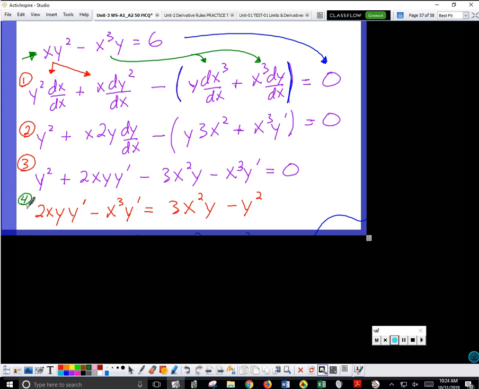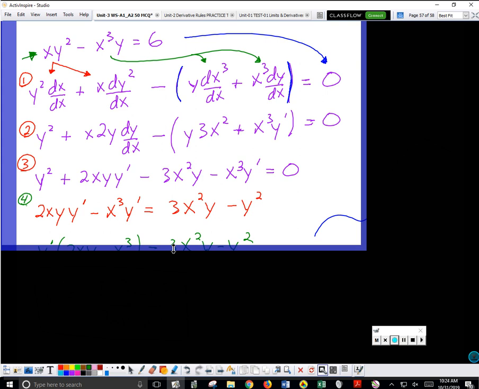Wave if you need me to talk more about 3 to 4. Nothing new here, just reviewing Unit 2. Cool. Now we're going to factor out the y prime. So right here, we're going to factor out the y prime.